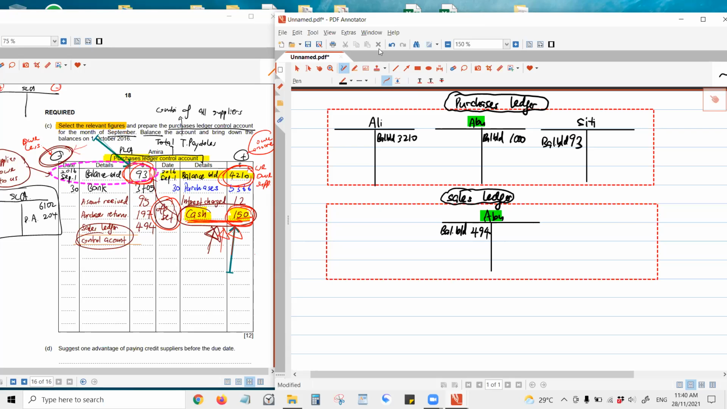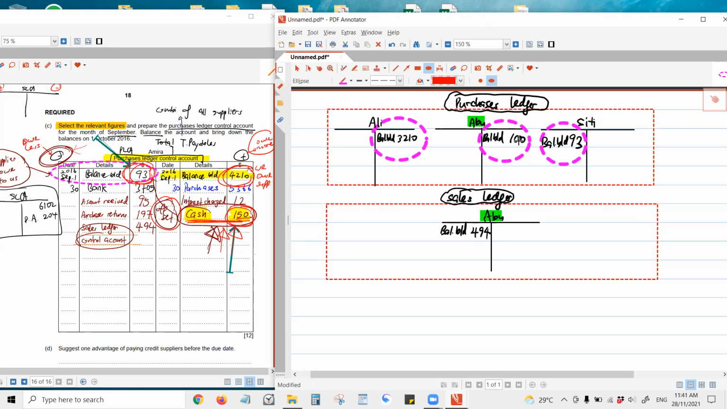Okay, so let me repeat the situation again. Here you have 3 persons, Ali, Abu, and Siti. They are all our suppliers, because we buy goods on credit from them. For Ali, we owe money to Ali, 3,210. We also owe money to Abu, 1,000. But for Siti, the situation is special, because probably we have overpaid Siti. So Siti owes us money right now. That situation is quite rare, but it may happen.